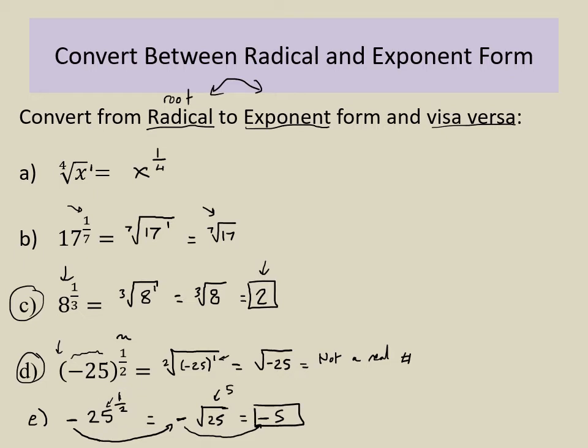So pay attention to the difference between D and E. They look very similar, but they obviously have very different results. One of them is going to be a square root of a negative number, so that's not a real number, but the other one is going to be -5.